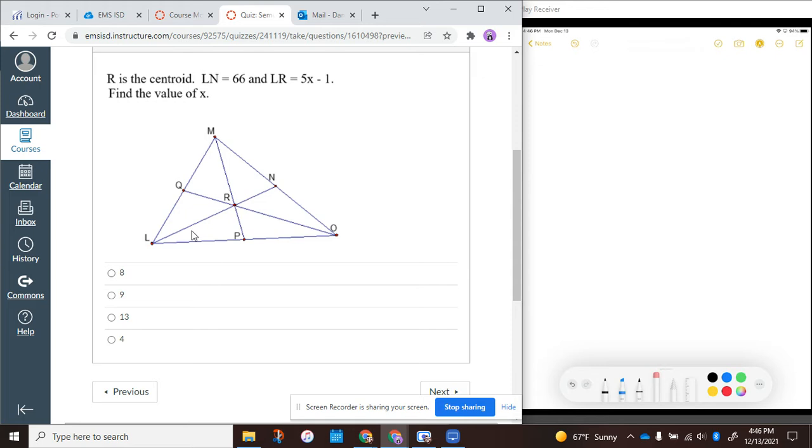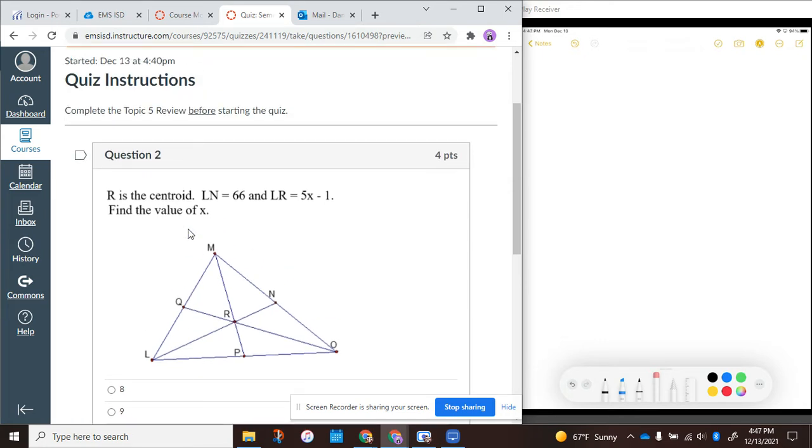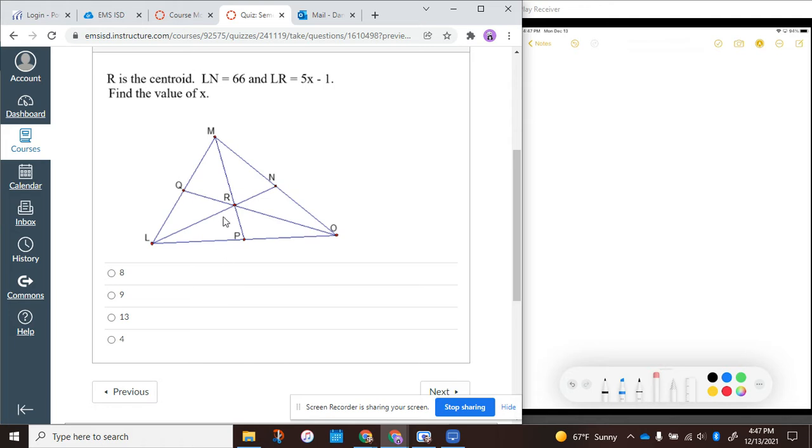The thing about the centroid is that it was one of the weird ones. This is one of the few cases in topic 5 where things weren't being bisected. It was split into a different ratio. The weird thing about the centroid was that the longer piece, the one it gave us, was 2/3 of the length of the whole thing, and the smaller piece was 1/3 of the length. To figure out those two pieces, we have to have the length of the whole thing. It tells us the whole thing is 66.